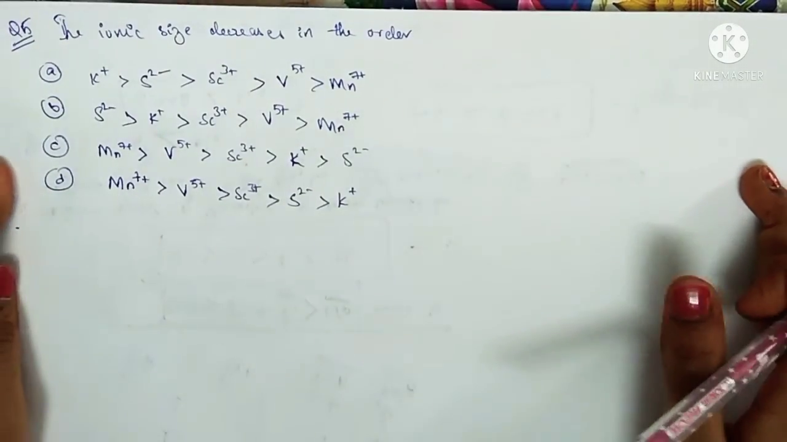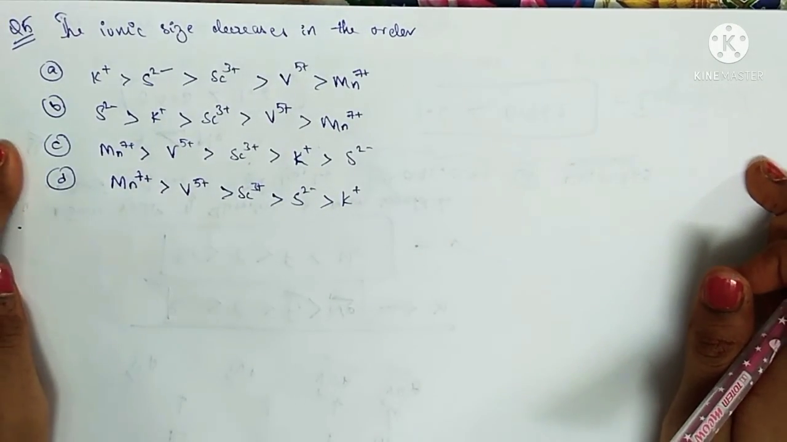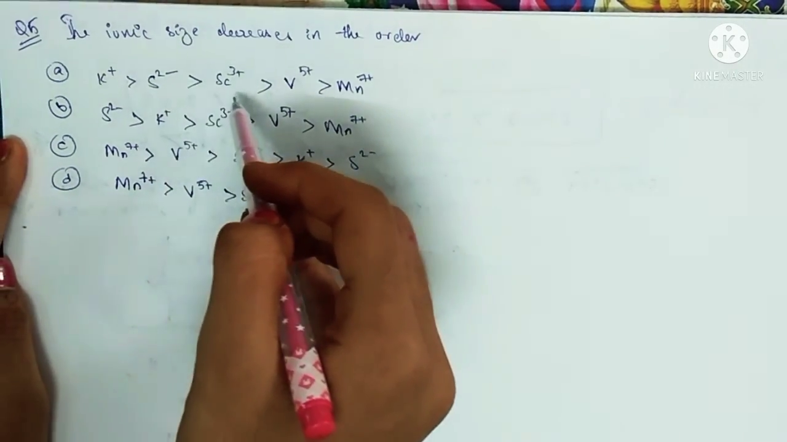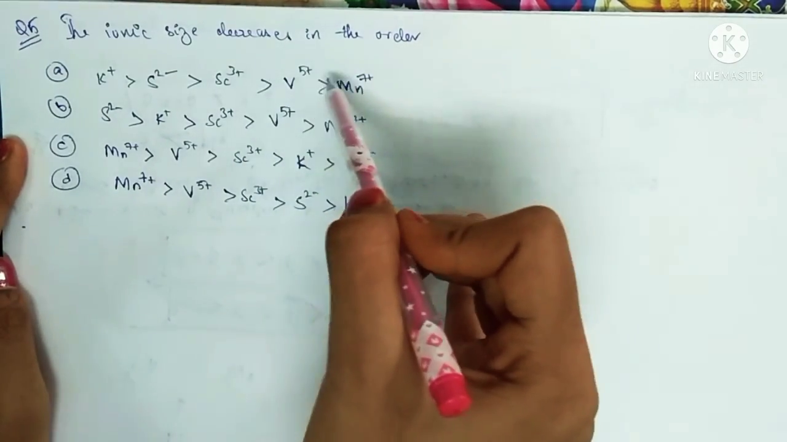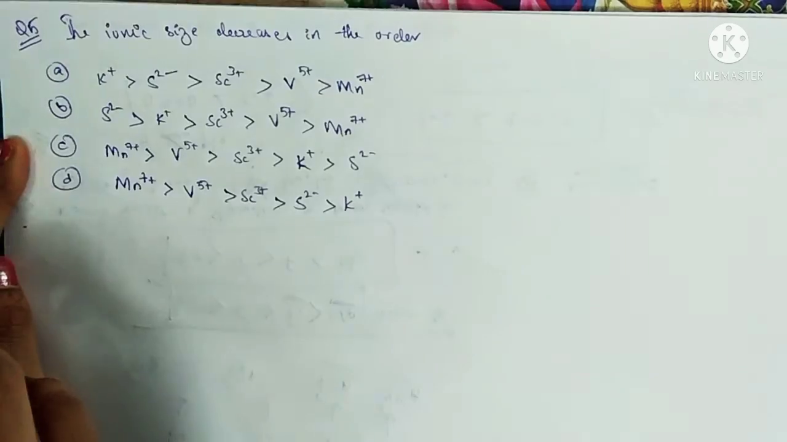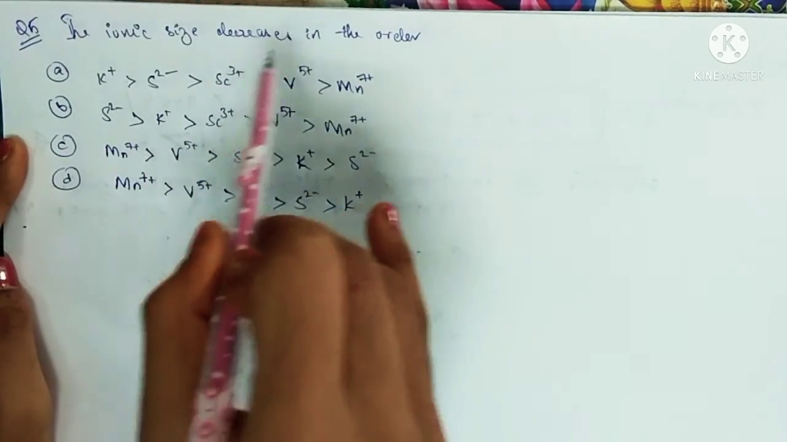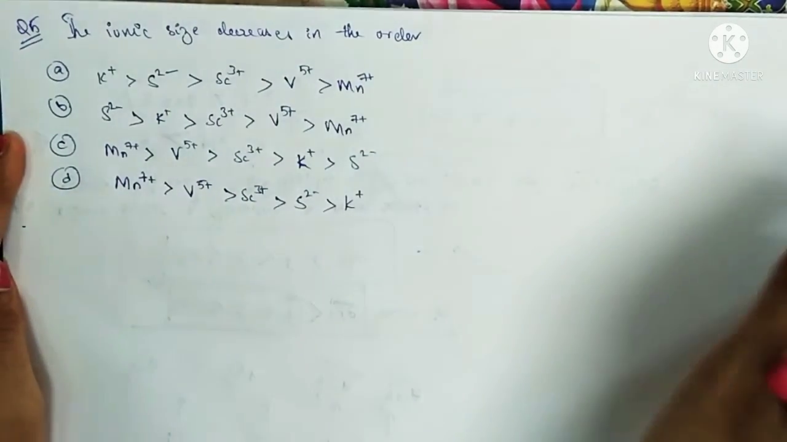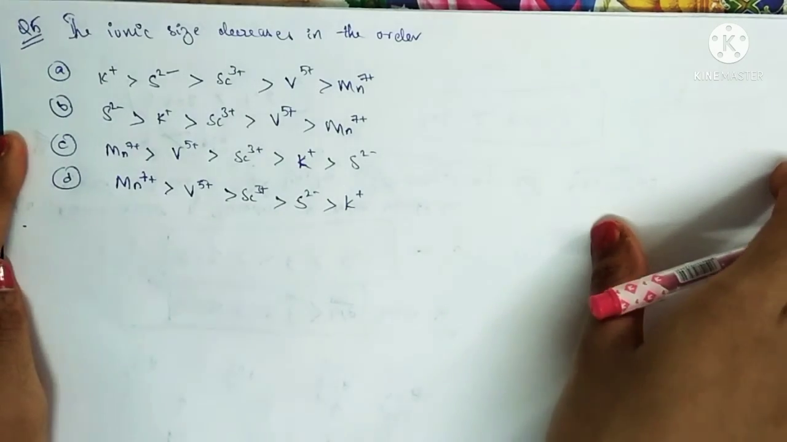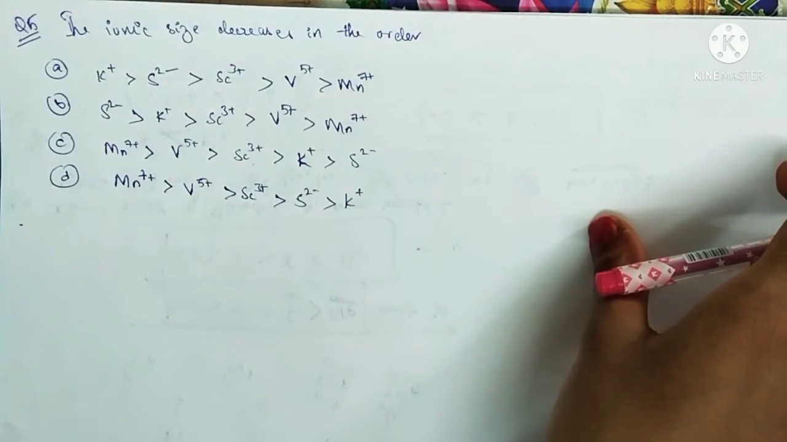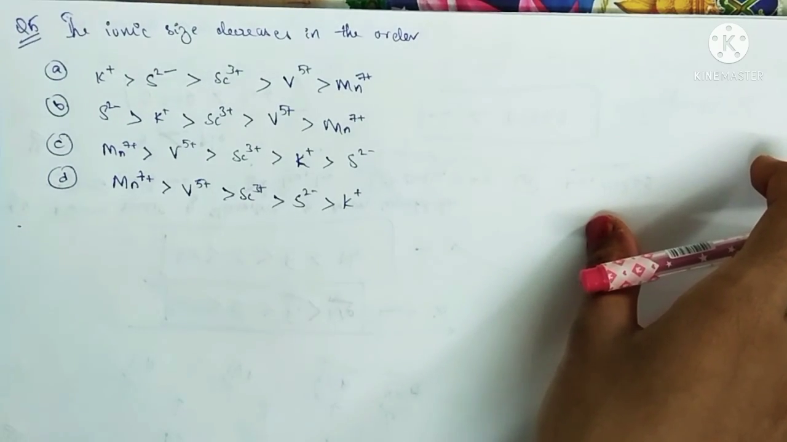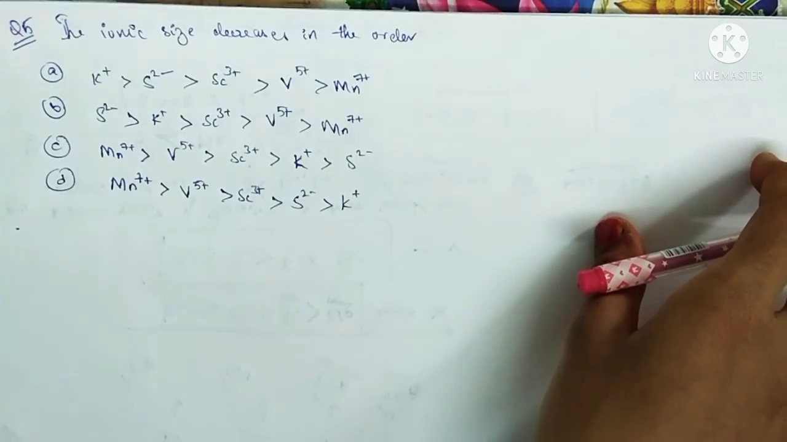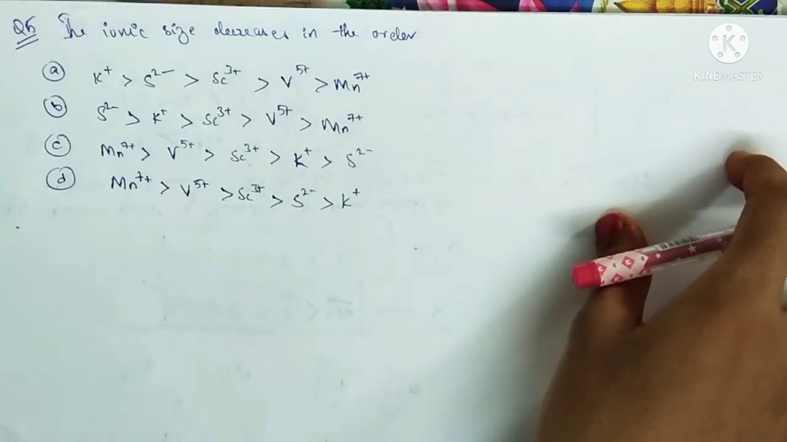The last question: the ionic size decreases in the order. Our first option is K plus greater than S2 minus greater than Sc3 plus greater than V5 plus greater than Mn7 plus. Second option is S2 minus greater than K plus greater than Sc3 plus greater than V5 plus greater than Mn7 plus. And the third option is Mn7 plus greater than V5 plus greater than Sc3 plus greater than K plus greater than S2 minus. And the fourth option is Mn7 plus greater than V5 plus greater than Sc3 plus greater than S2 minus greater than K plus.